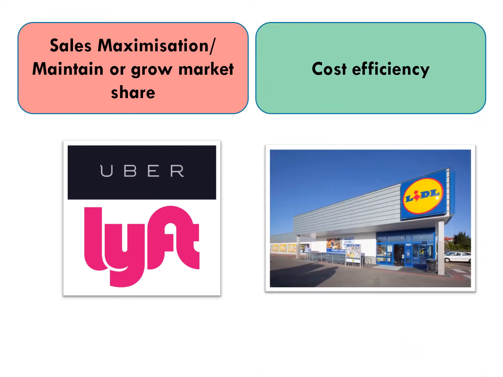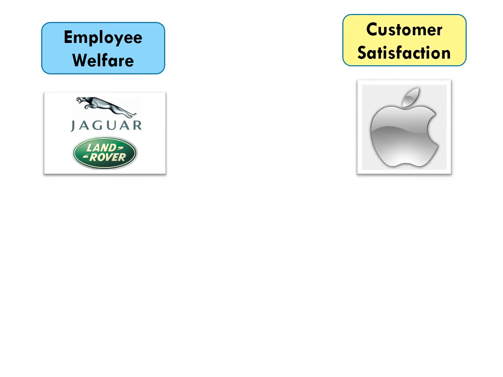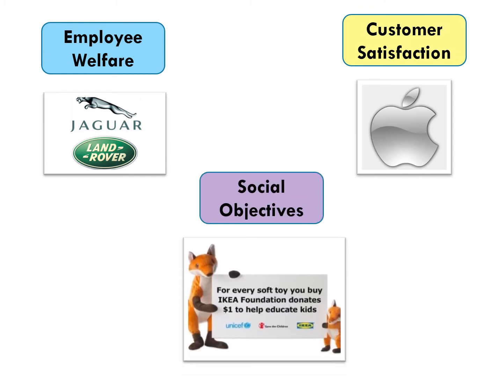Another objective might be to be really efficient on costs. So low cost retailers like Lidl might have an objective that we need to make sure we minimize costs, because this is what really gives us our advantage in the market. Another objective might be employee welfare. We looked at the example of John Lewis's mission statement earlier. Customer satisfaction might be a key objective. And maybe there are certain social objectives that a business might want to achieve, perhaps to do with renewable energy or perhaps to do with fair trade.